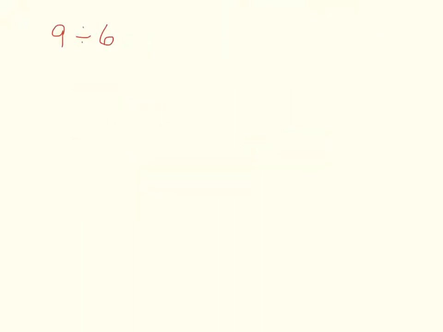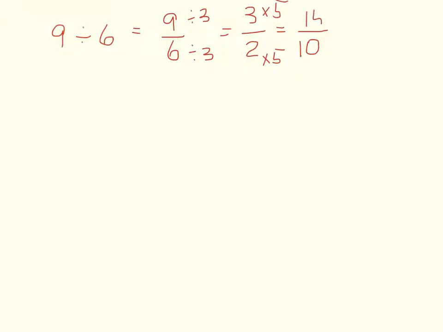Can I change 9 divided by 6 to a decimal? Well, I know I can write it also as 9/6, but 6 doesn't go into 10 or 100 evenly. I do see that I could reduce it. Let's try reducing it. Maybe then I could find a tenth or a hundredth. 9 divided by 3 is 3. 6 divided by 3 is 2. And now I see that my 2 would change to tenths. So I have 2 times 5, which is 10, and 3 times 5, which is 15.